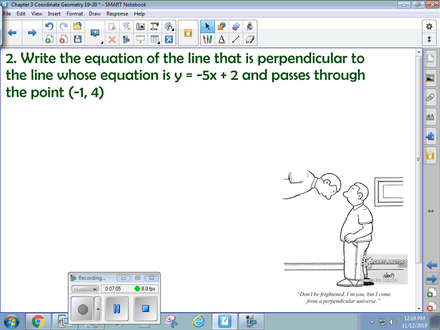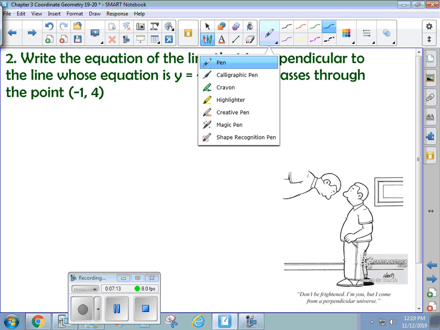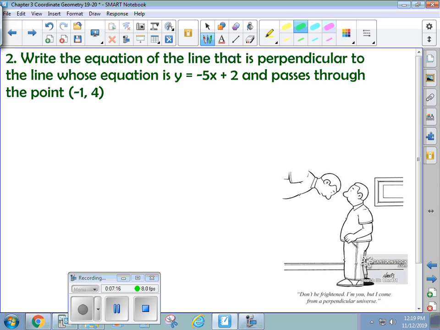Perpendicular. Write the equation of the line that is perpendicular to the line whose equation is y equals negative 5x plus 2 and passes through the point negative 1, 4. All right, what am I highlighting? Perpendicular, the equation, and the point.